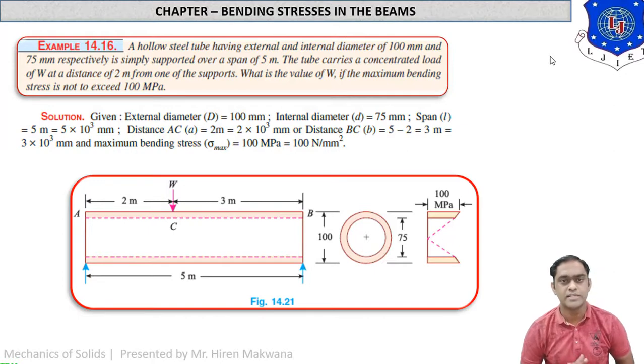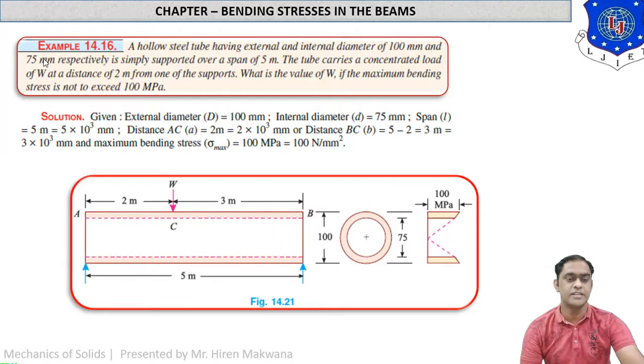So you can see this is our chapter going on and we will conclude this topic today, and from tomorrow onwards we will start the composite beams, means I section, T section, etc. Till now we are going with the simplified sections only, like rectangle or circular. Let us see some example.